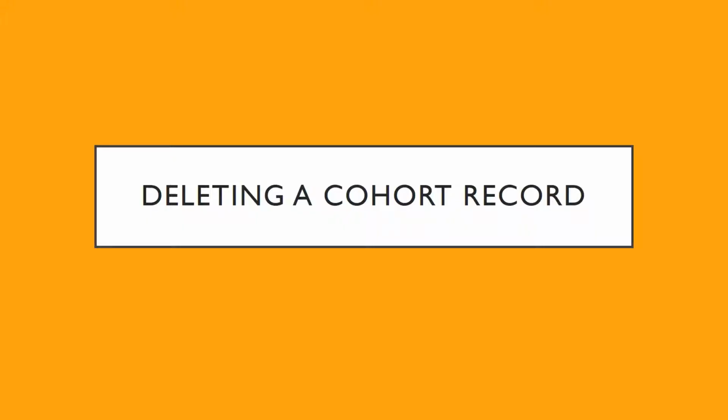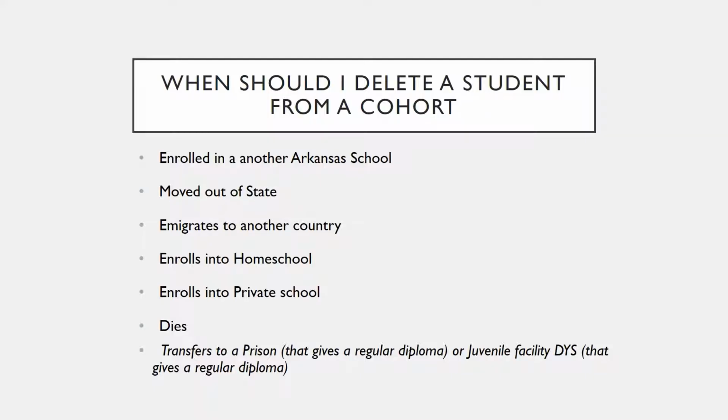Deleting a cohort record. You can delete a student from a cohort if a student enrolled in another Arkansas school, moved out of state, immigrates to another country, enrolls in homeschool, enrolls in a private school, dies, or transfers to a prison or a DYS facility.